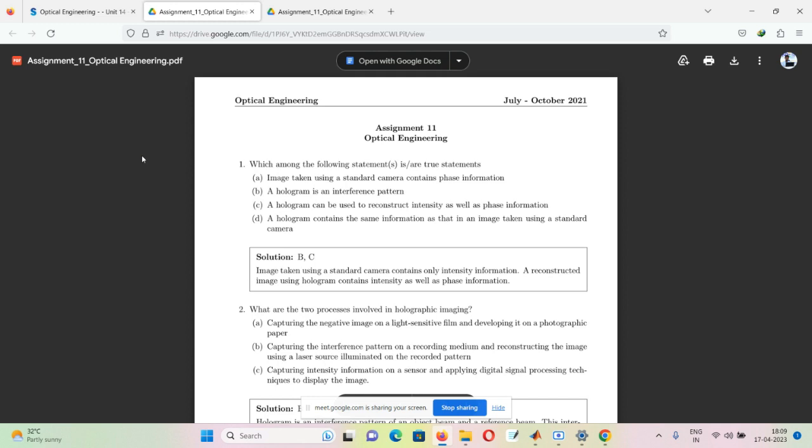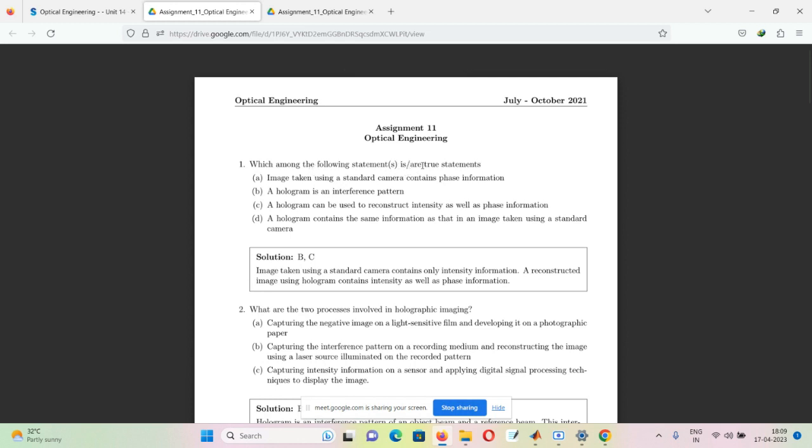So let us start our assignment. This week's assignment does not have many numericals. Most of them are conceptual questions. In this kind of question, you have to be careful, because they will ask like that.